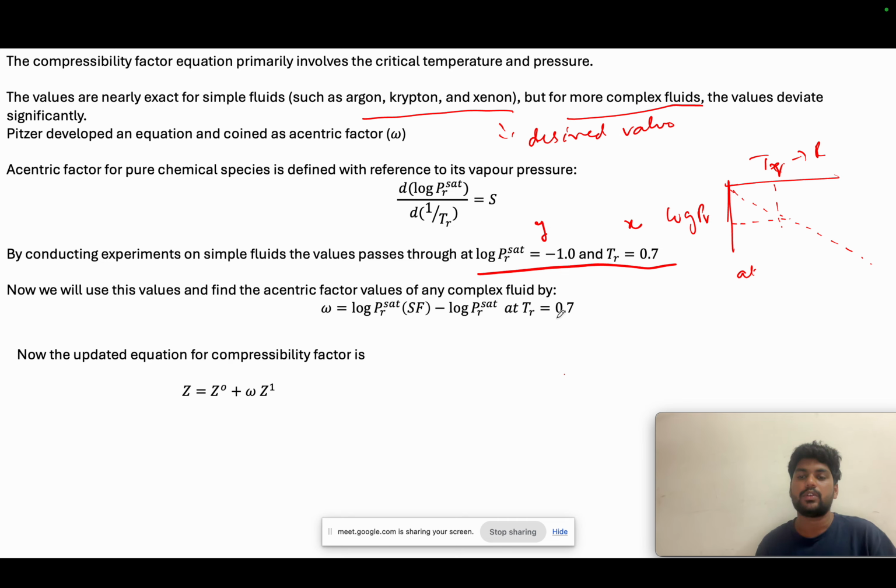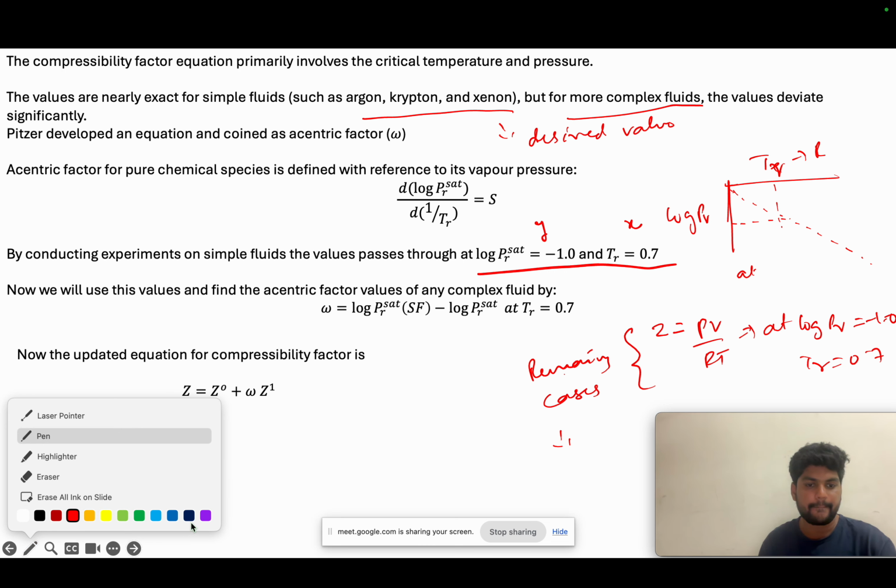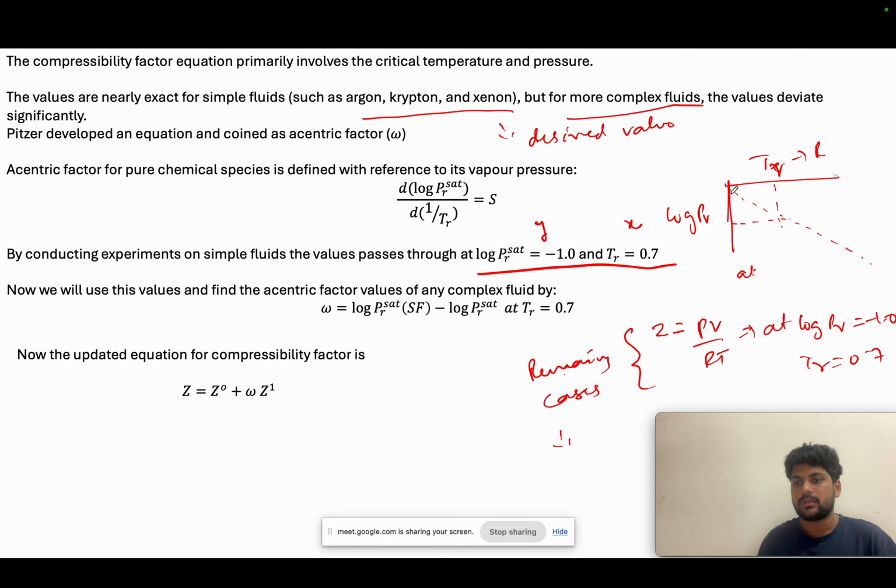and this is x. Suppose, as an example, Z equal to PV by RT at log PR equal to -1.0 and TR equal to 0.7. But what about the remaining cases? Suppose you take any complex fluid, like N-butanol or N-propanol. This won't go through this line. That line will go in a different way, like this. Some may go like this.